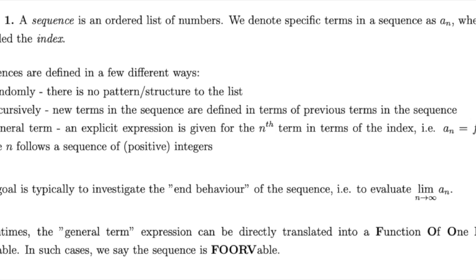The terms of our sequence can be generated in a couple different ways. We could generate the terms randomly, so that there's no pattern or structure to our list of numbers. We could generate the terms recursively, so that the next term in the sequence is defined in terms of previous terms in the sequence. Or the context that we'll deal with mostly is cases where there's an explicit expression given for the nth term of the sequence. So there's some expression a sub n that tells us exactly how to determine the nth term of the sequence.